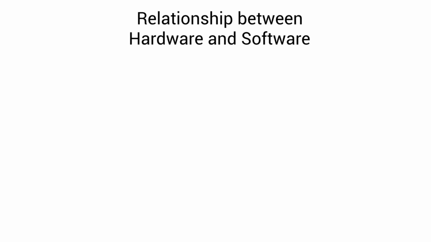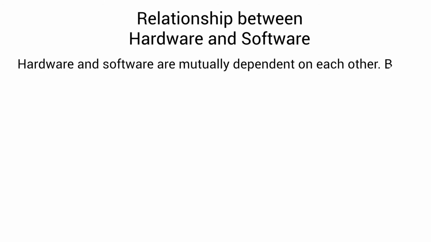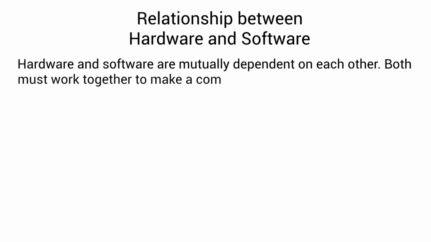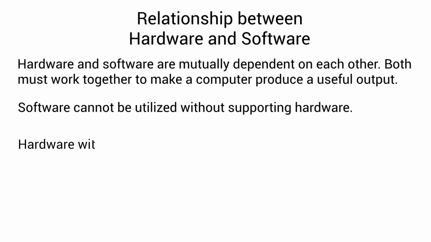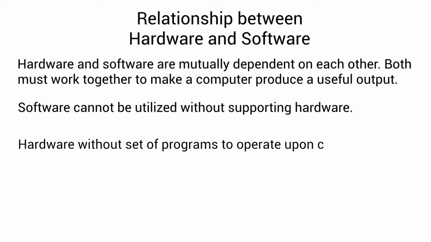Relationship between hardware and software. Hardware and software are mutually dependent on each other. Both must work together to make a computer produce a useful output. Software cannot be utilized without supporting hardware. Hardware without a set of programs to operate upon cannot be utilized and is useless.